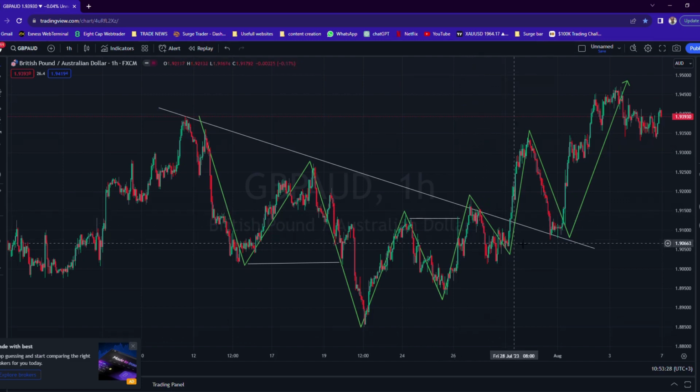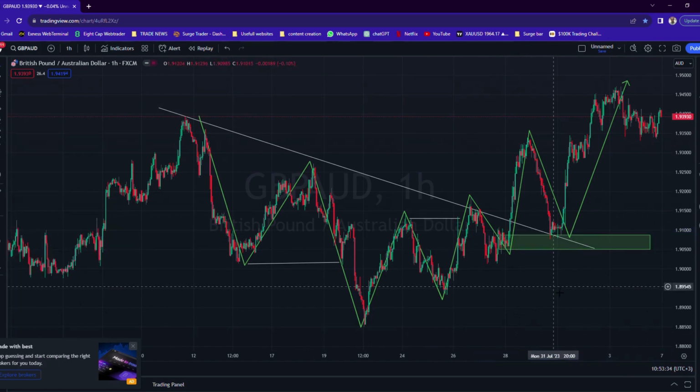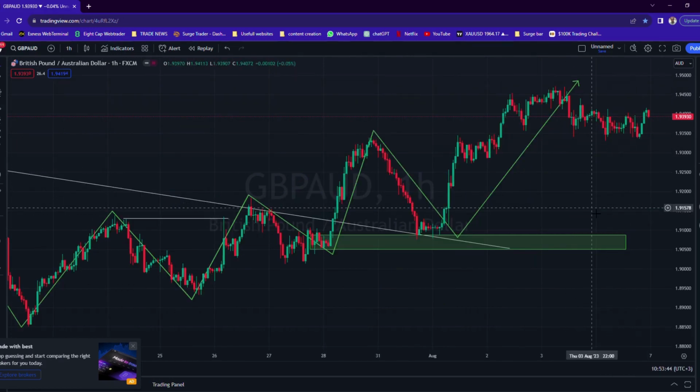The next move will be a demand, and if price comes back to that same demand zone, you will see a big push to the upside. So change of character, demand created, big push to the upside. So in simple terms, that is what we call change of character, and you can use it in any time frame possible. So that was our video about change of character.